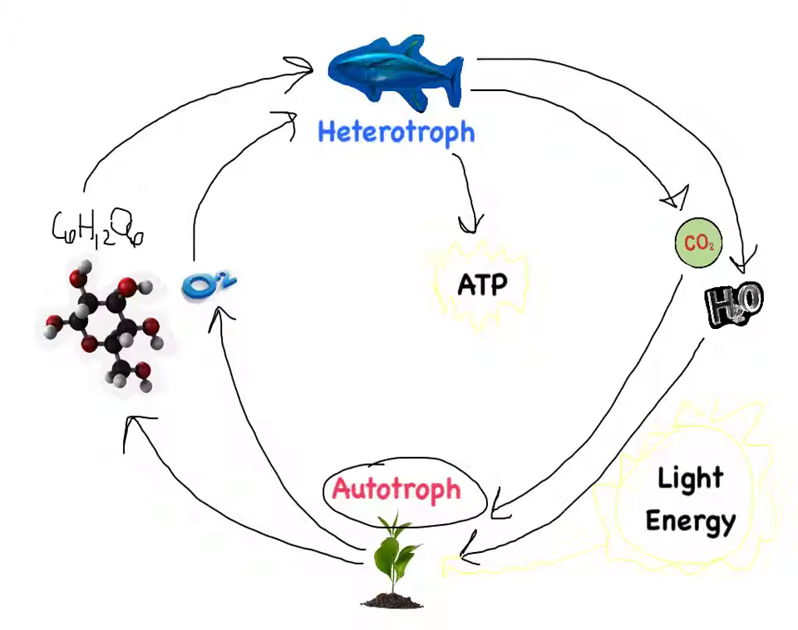But we're not done, because autotrophs don't just do photosynthesis. They also do cellular respiration, just like heterotrophs, because they also need to produce this ATP. So they actually use a portion of the oxygen that they produce and the sugar that they produce in order to produce ATP to run their cell.